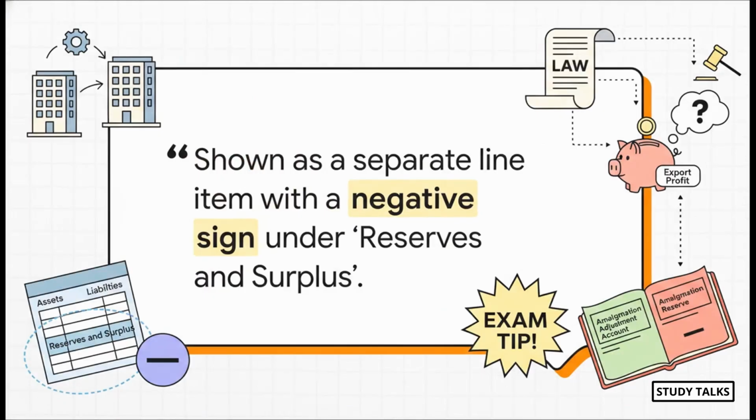So here's the big reveal. Remember, in a purchase, you don't carry over normal reserves. But what if the old company had a statutory reserve, like an export profit reserve, that the law says you must keep on your books for 5 more years? Well, you have to show it. So to make the journal entry balance, you create a completely fictional asset called the amalgamation adjustment account. And the other side of that entry, the credit, that's our amalgamation adjustment reserve, and it shows up as a negative figure under reserves and surplus. It's an accounting trick to follow the law, and it's a beautifully clever concept for the exam.